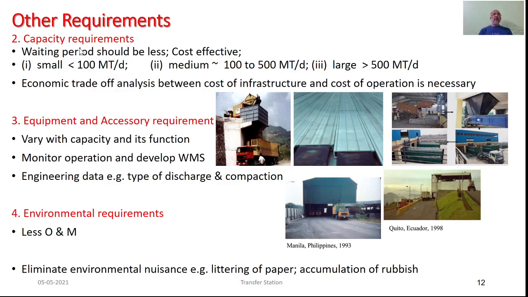Hence, in view of these particular capacity requirements, the transfer station can be expressed as small, medium and large. Small means which has capacity to handle less than 100 metric tons per day. Medium means 100 to 500 metric tons per day, and the large facility will handle more than 500 metric tons per day.